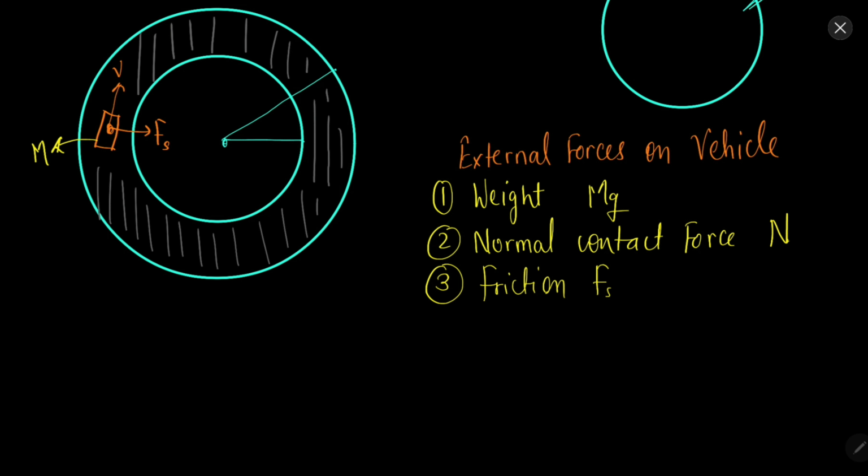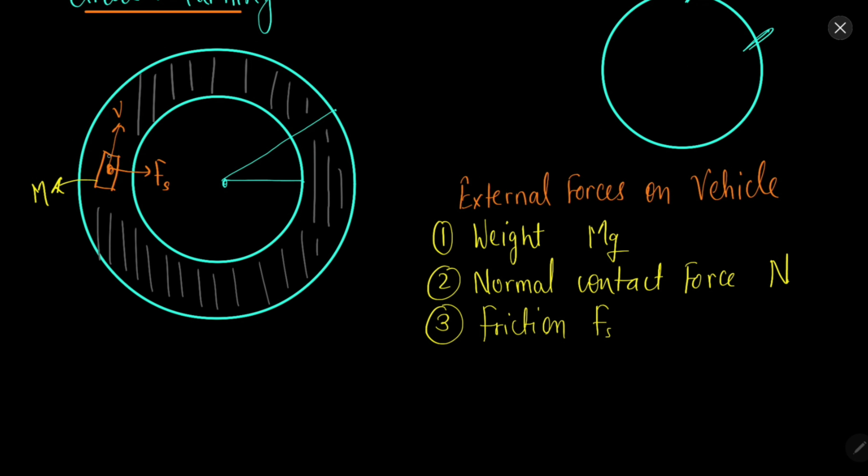Now what will be the direction of this frictional force? When the car is moving towards this side, the friction will be helping the car move towards that side. How is this in the inward direction? Because the vehicle will skid outside, and then that friction will try to keep the car inside in the circular part of the road.